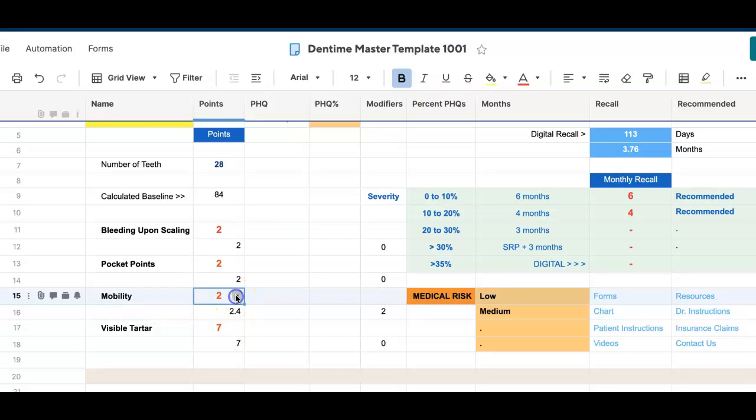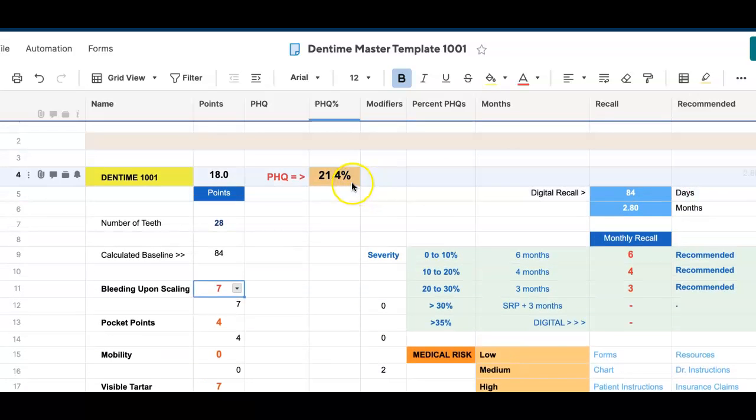I feel the teeth, none of them is moving, so I give it a 0. Now the next thing I do is the pocket checking, and I do it with my point system. Let's say we get a total of 4 points, and then we stop and do the scaling. After the scaling, now we know which number of sites have bled. Let's say there's 7, and that's where we get the number 21.4. The gross number is here. The PHQ is here, and that tells me that this person should come on a 3-month recall.